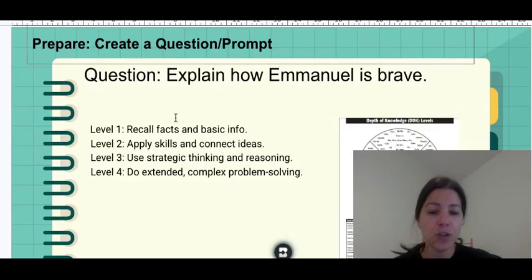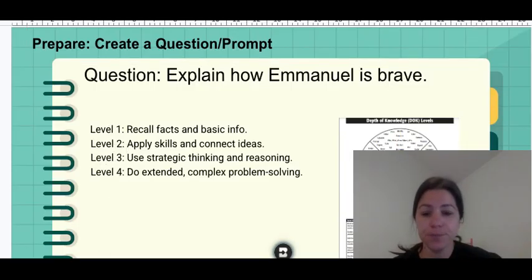So we want to make sure that we're balancing the questions and the different types of prompts that we are creating. Obviously, as you progress through the levels, they become more complex in what your students are expected to be able to do.